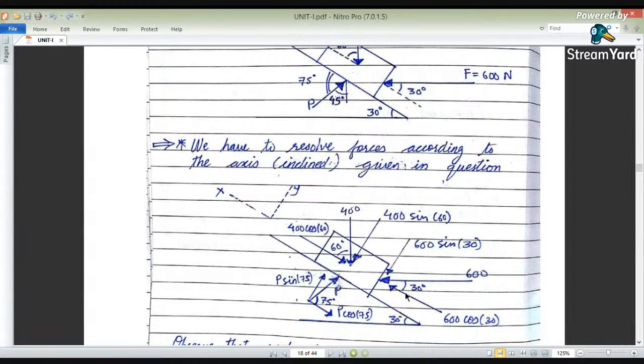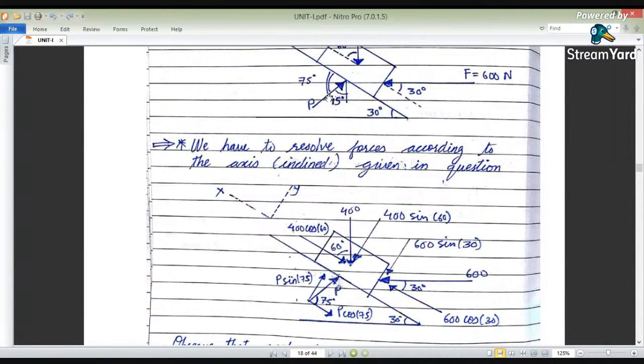In the same way, we have to resolve this 600 newton force, which is acting horizontally, along the inclined X and Y directions. Here again it is making an angle of 30 degrees. The component parallel to the X direction is 600 cos 30, and the component parallel to the Y direction is 600 sin 30.